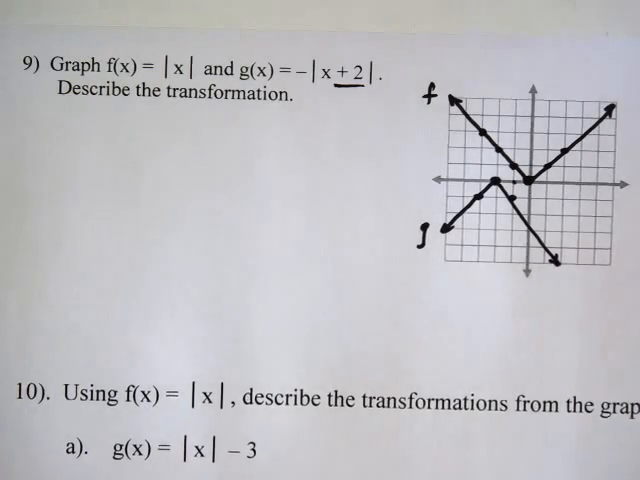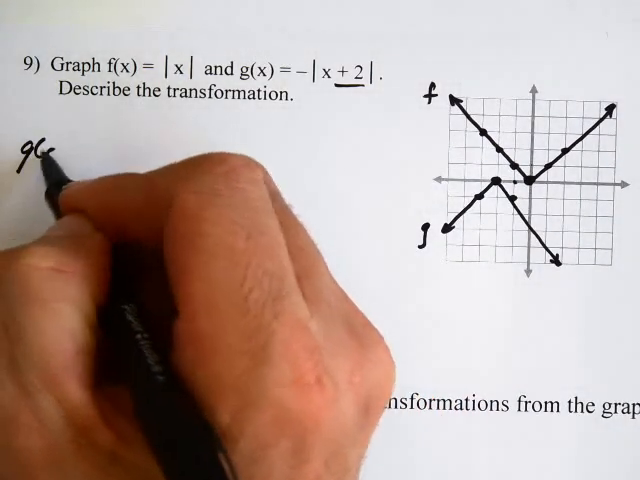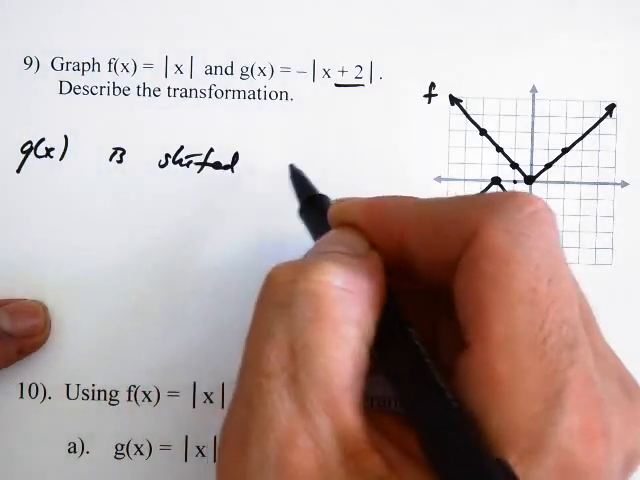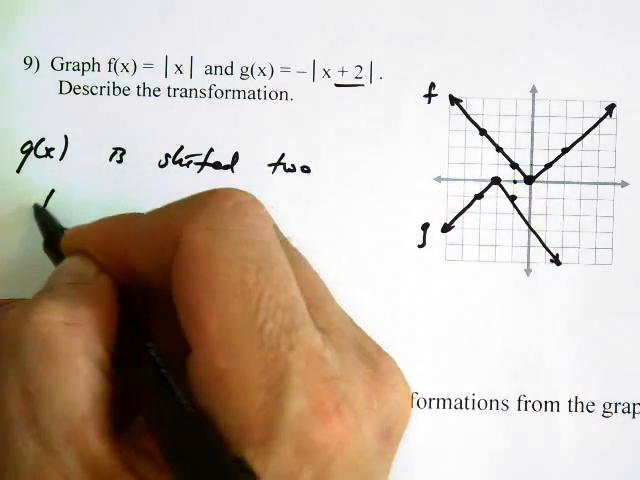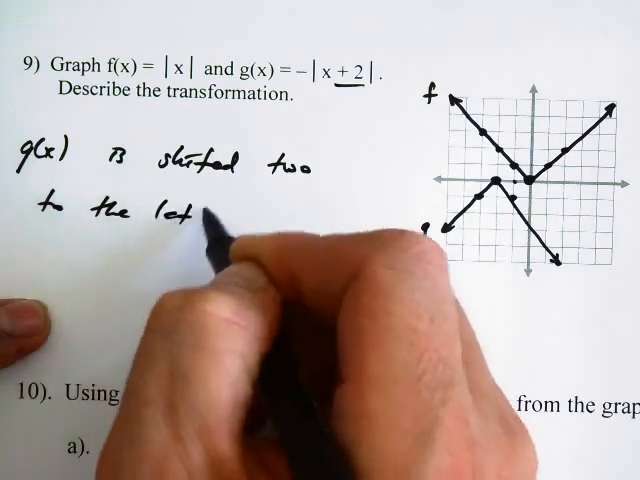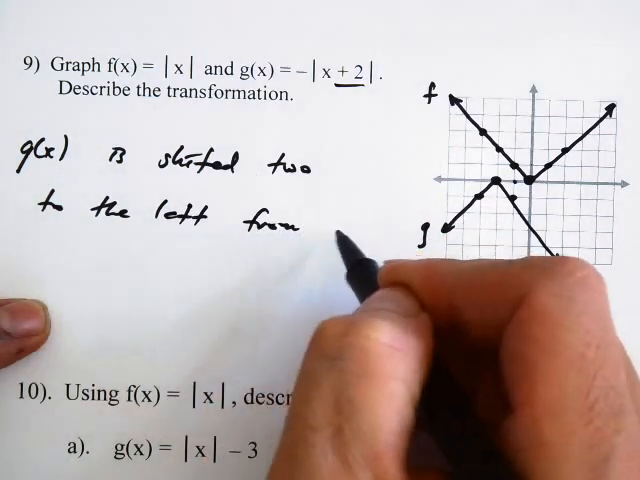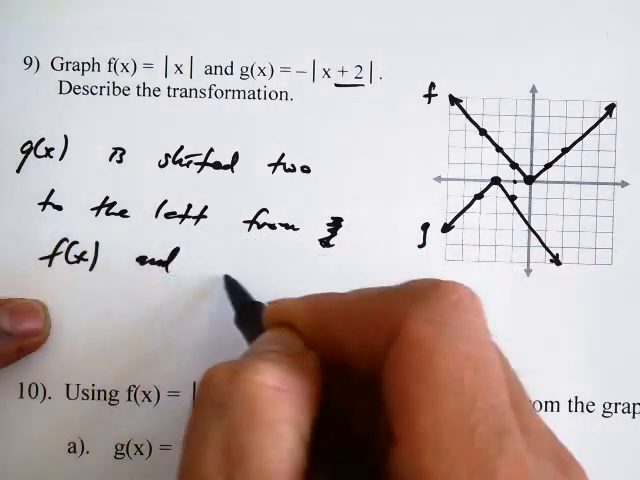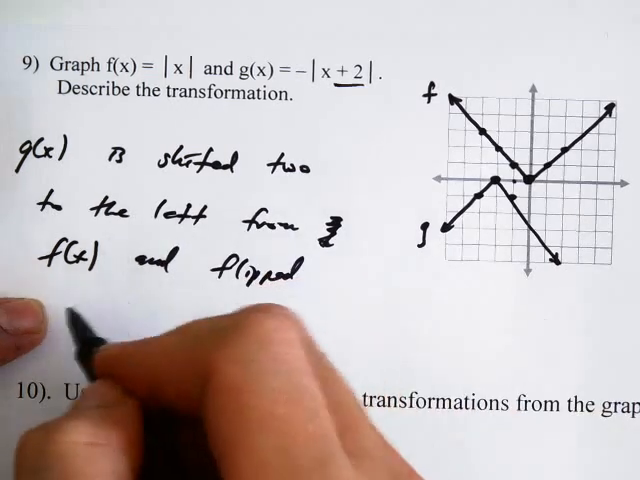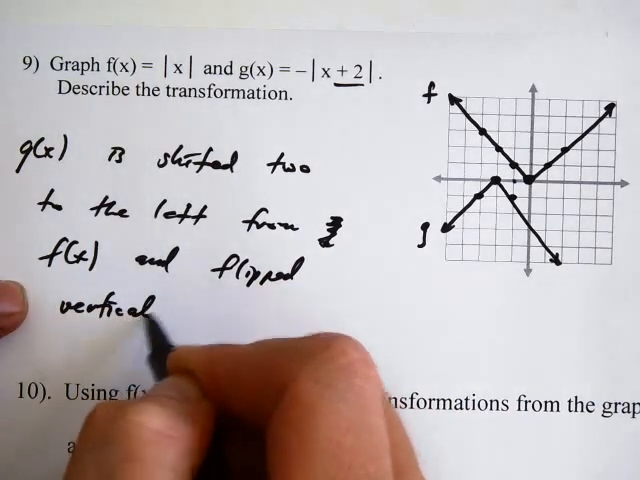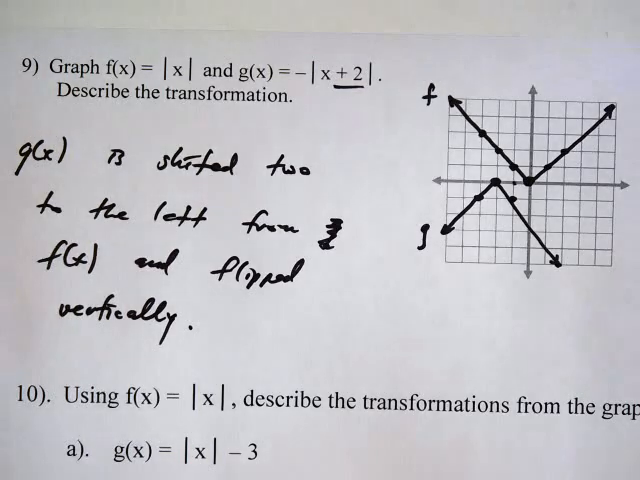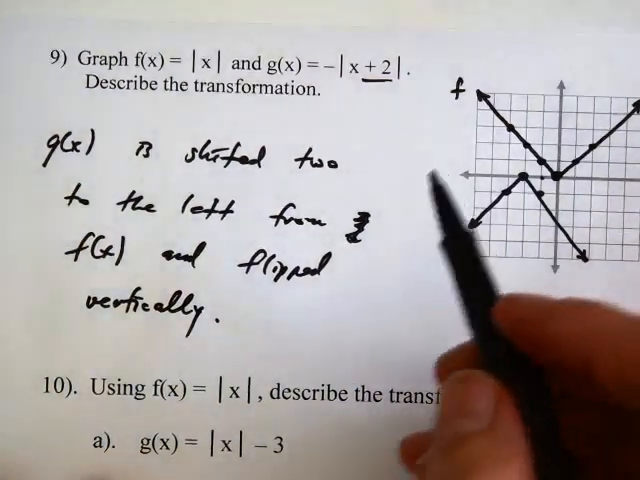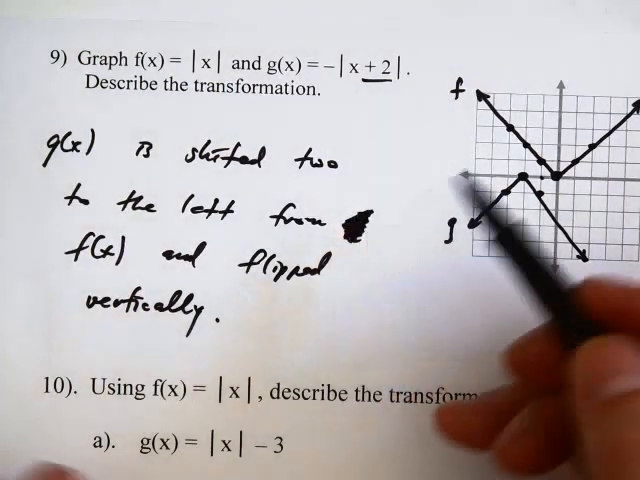Now it says describe the transformation. G of x is shifted 2 to the left from f of x and flipped vertically. Now there's lots of ways to say what I just wrote. G of x is shifted 2 to the left from f of x, and it's flipped vertically.